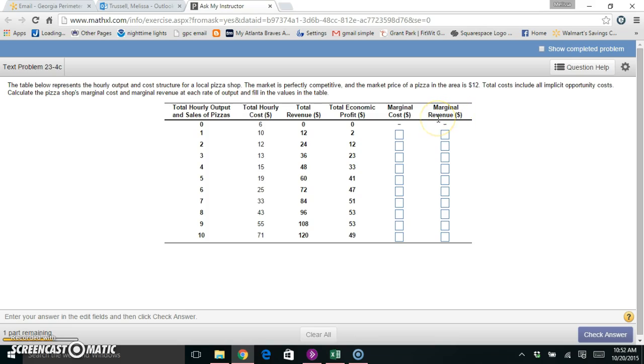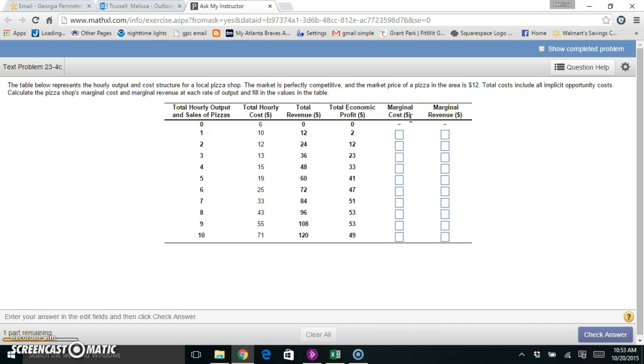And your marginal revenue, similarly, is the amount of extra revenue you get when you increase the amount of pizza just by 1. So if I decide to make 1 more pizza than I made last hour, how much more will it cost me? And if I decide to make 1 more pizza than I made last hour, how much more revenue will I get from that 1 more pizza? And that's what's meant by marginal.